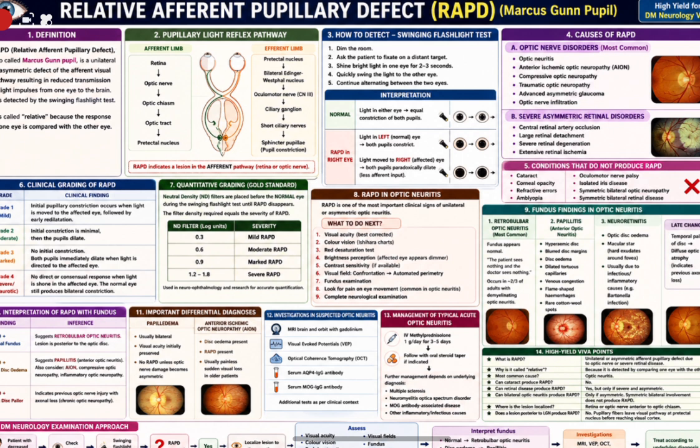So, interpreting this test, a normal interpretation is that light in either eye will cause equal constriction in both eyes. So you throw light in one eye, it should cause equal constriction of pupils in both eyes. When there is RAPD in one eye, say the right eye, the light in the normal left eye will cause constriction of both the pupils. But when light is moved to the affected eye, both pupils paradoxically dilate because less afferent input reaches the pretectal nucleus.